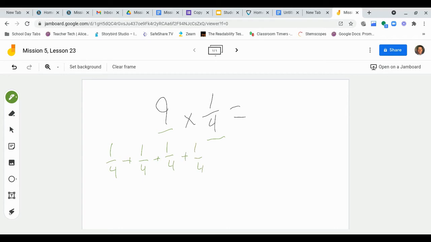1/4 plus 1/4 plus 1/4 plus 1/4. That's 1, 2, 3, 4. Plus 1/4 plus 1/4 plus 1/4. How many do I have now? 1, 2, 3, 4, 5, 6, 7. That's 1/4 plus 1/4. Let's make sure I have 9 of those. So I have 1, 2, 3, 4, 5, 6, 7, 8, 9. Okay, I have now rewritten 9 times 1/4 as a sum of unit fractions.